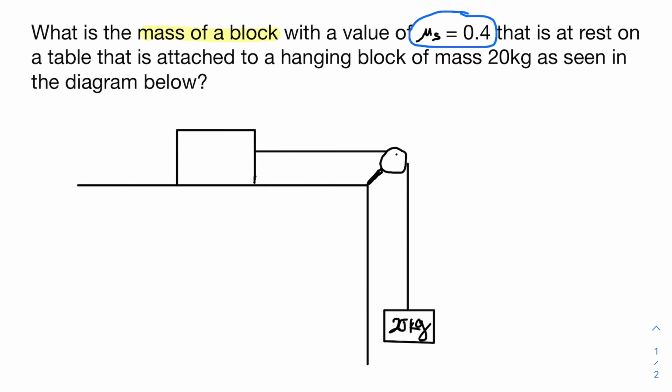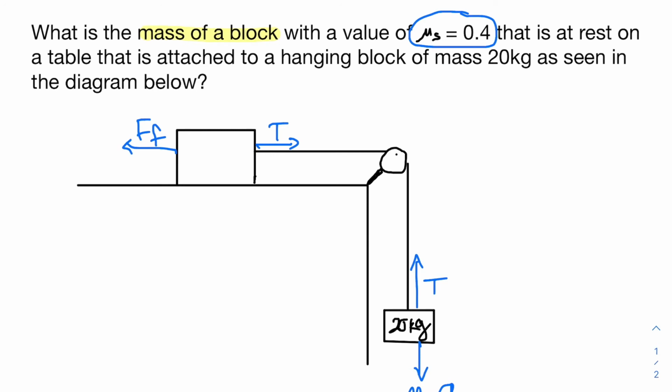So let's start with the free body diagram. We know that we have mg on this block pulling down and then a tension pulling up if this block is at rest. We know that for the block on the table, we've got a tension pulling to the right, and then we've got a force of friction, which is opposing that.